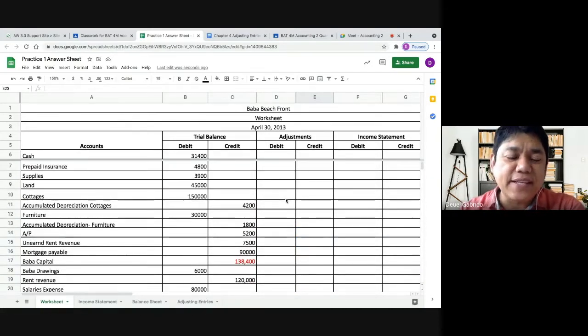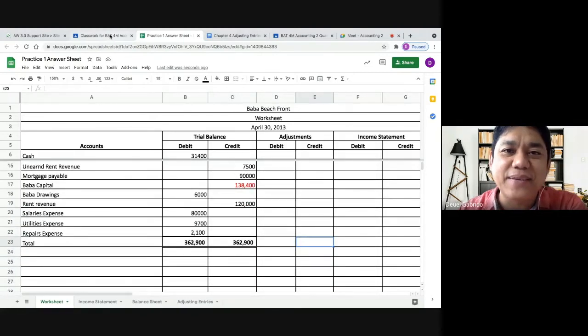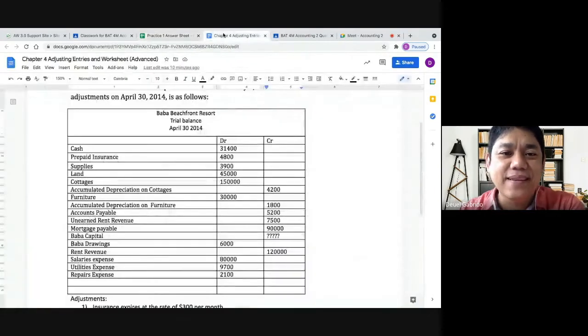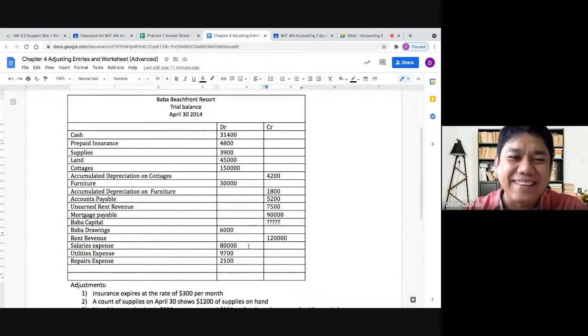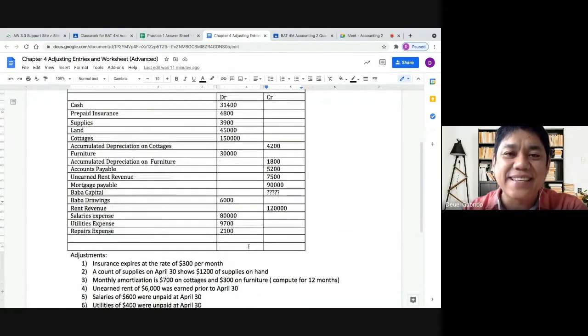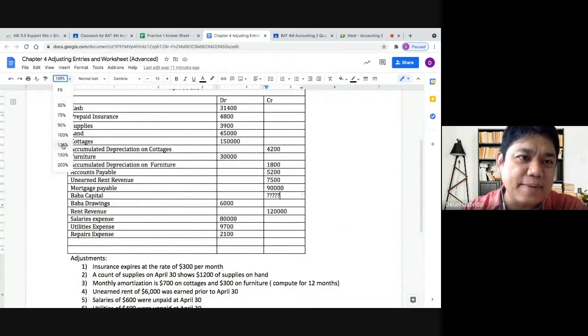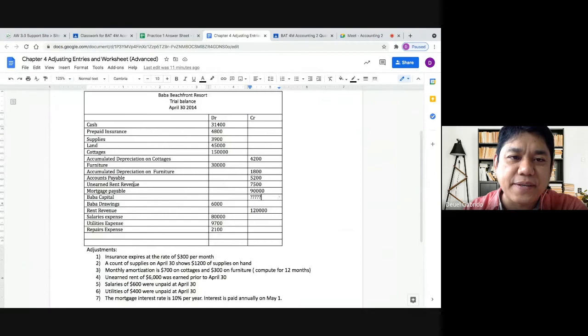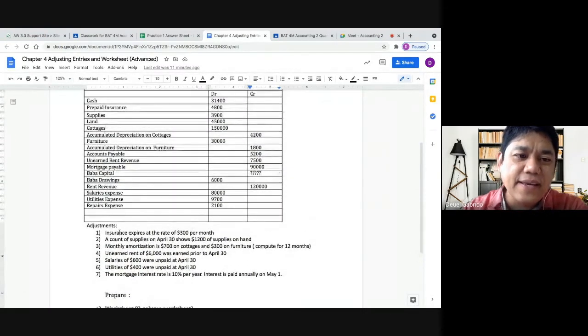Okay, let's move on now to the adjustment. All right, this is the harder part now. Are you guys ready? Let's do it. Okay, very good. So let's see the first one. Let's make it 125% so you can see the adjustment at the bottom. It says here insurance expires at the rate of $300 per month.